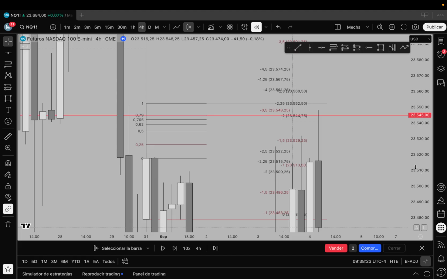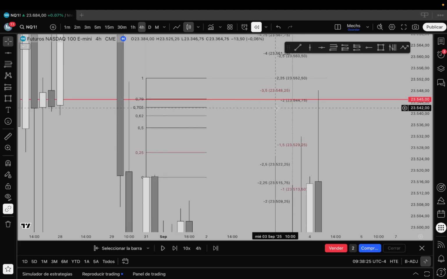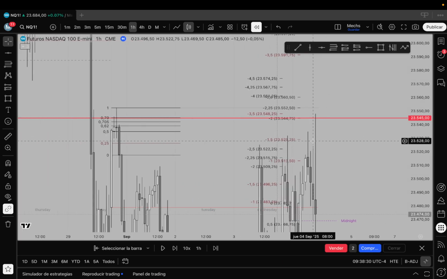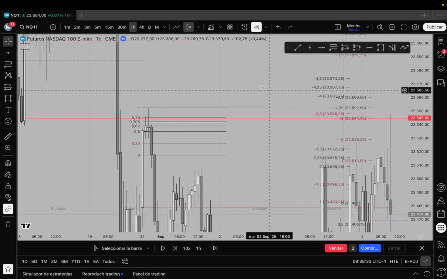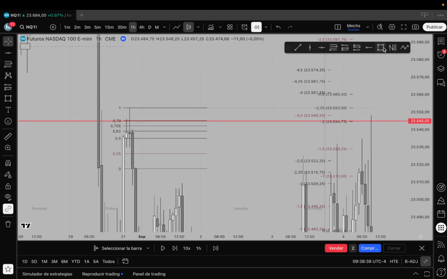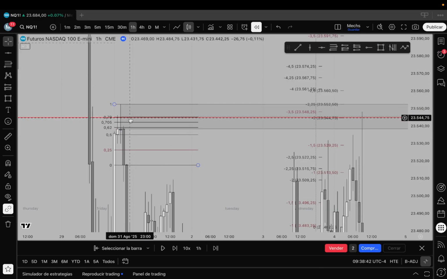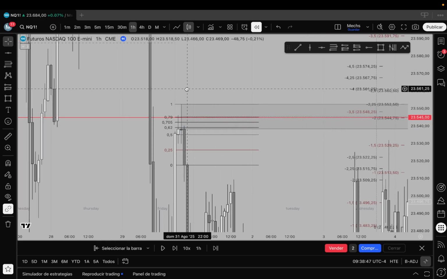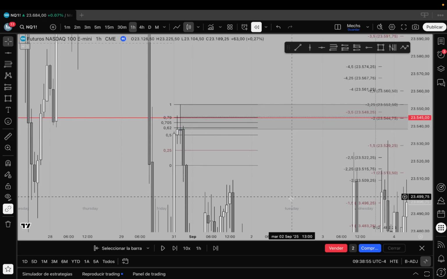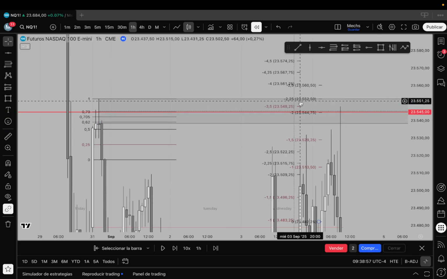And I saw that the 0.79 aligned with the -2, so I scaled down to the 1 hour time frame, and I kept looking for PD arrays. And what did I see? Boom! 1 hour rejection block, and the CE of the rejection block aligns perfectly with the OT of the 4 hour rejection block, so that's a very good level.